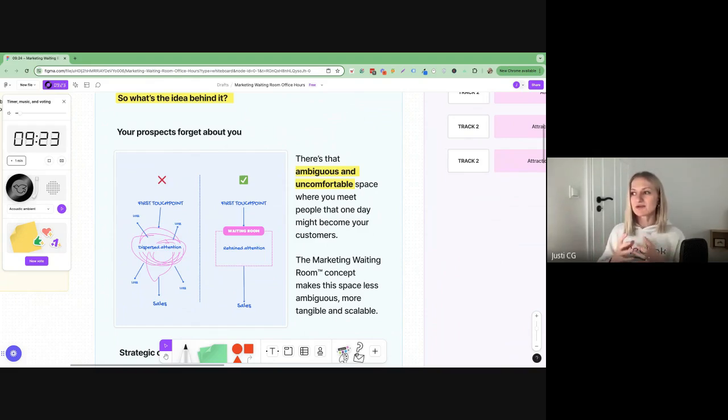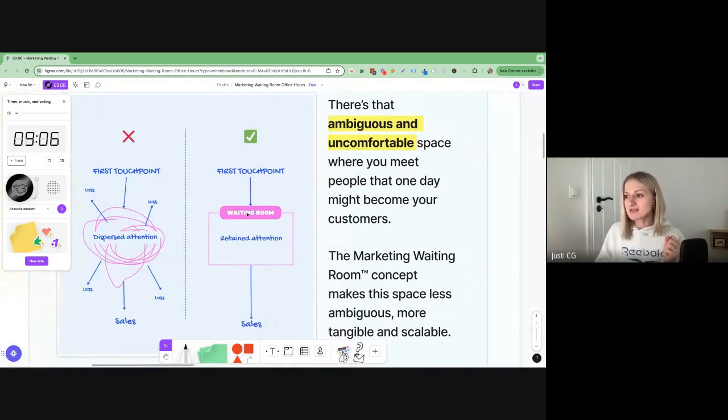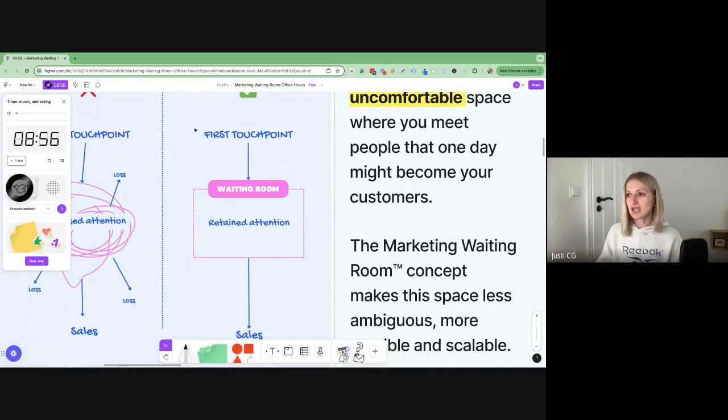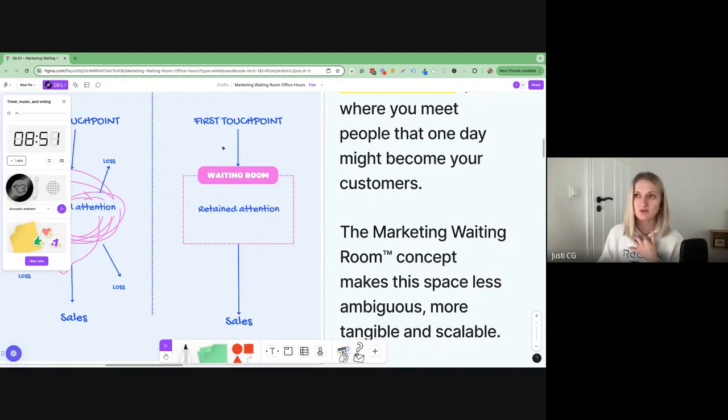And that is ambiguous and uncomfortable because between that moment and the moment when they're ready to buy, there's a lot of fuzziness. Something is happening, but you don't know what, you try a lot of things and you eventually get really overwhelmed and lost. That's why I came up with this concept of the waiting room, where you can conceptualize the space where you retain your prospect's attention. So it becomes less ambiguous, more tangible and also scalable eventually, right?